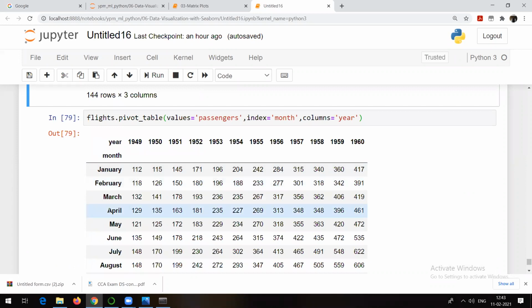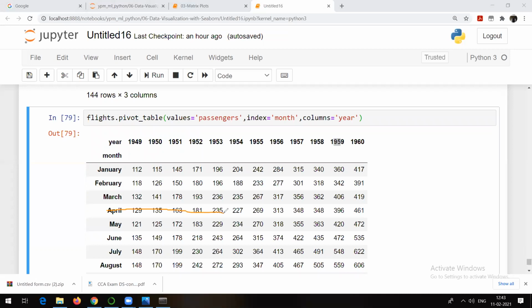1959 April. So April and 1959. Let me just highlight it. It will not take that much time. So a pivot table kind of command can be used if there are a lot of rows. See, 396. So why make use of this kind of thing?